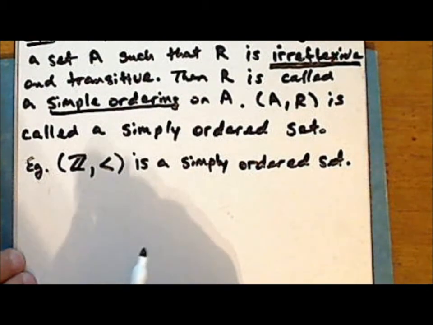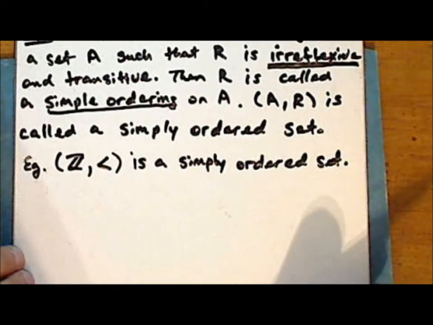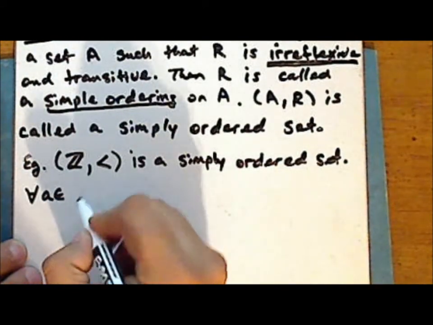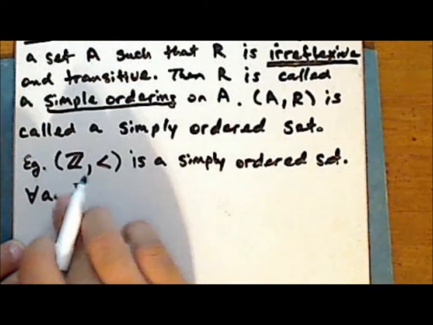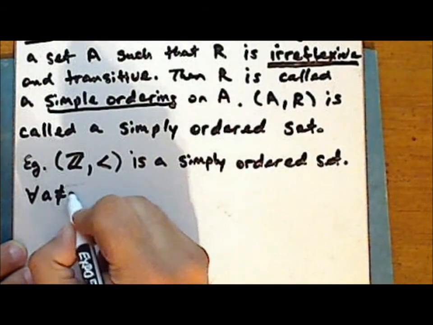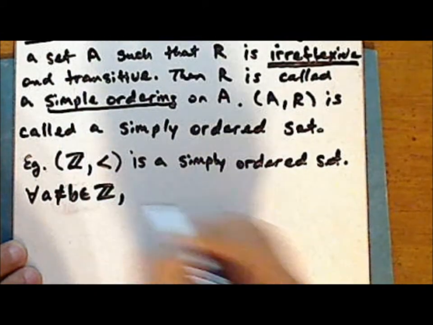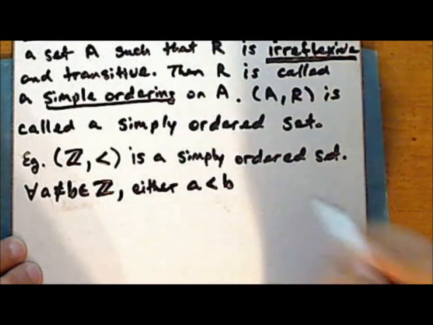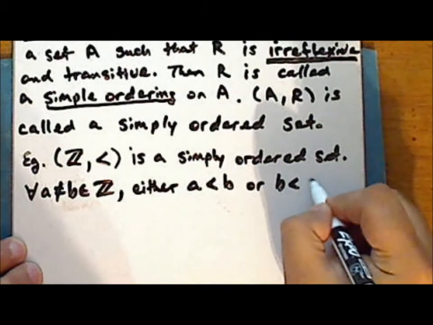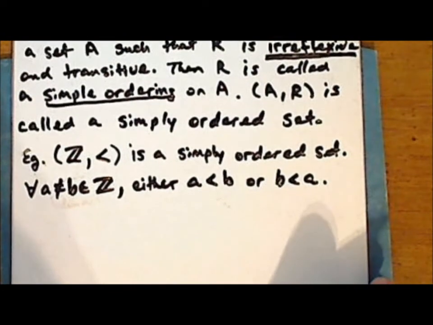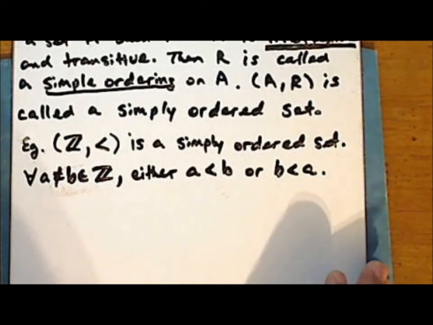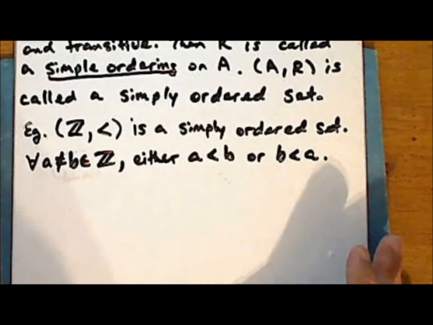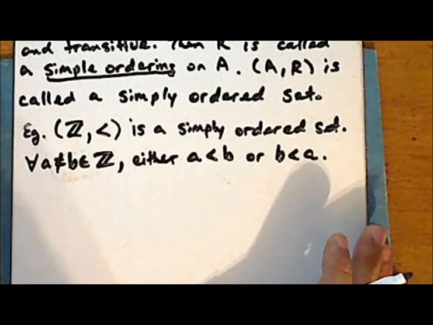Okay, so first we need to show that the relation strictly less than is a total ordering. So first we note that for every distinct pair of elements in the set of integers, either a is strictly less than b, or b is strictly less than a. And this is true for every distinct pair of integers, and so the relation strictly less than is a total ordering on the integers. So now we need to show that this relation is irreflexive and transitive.